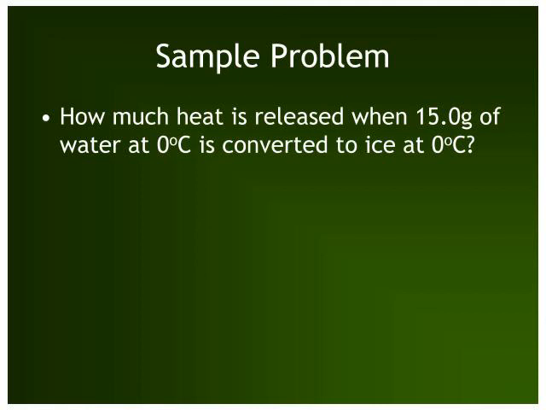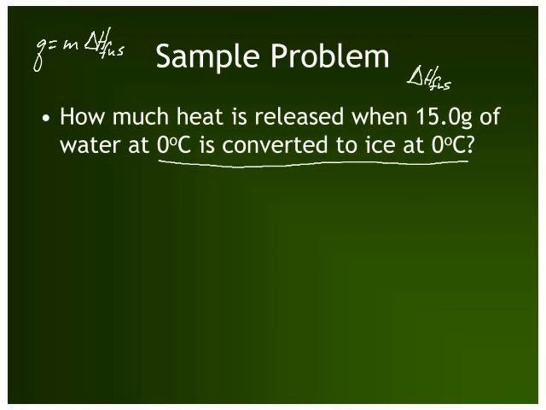How much heat is released when 15.0 grams of water at 0 degrees Celsius is converted to ice at 0 degrees Celsius? Again, notice you have no temperature change. That's your Q. You're going to be doing Q equals M times the heat of, well, now we're talking about ice, so this is going to be heat of fusion there. And the heat of fusion for ice given to us on the back of the periodic table is 334 joules per gram.